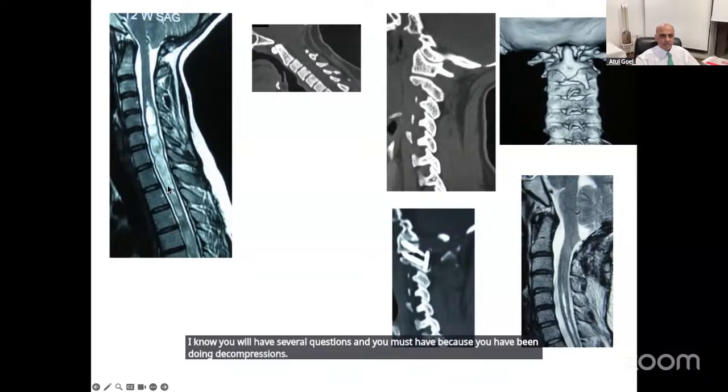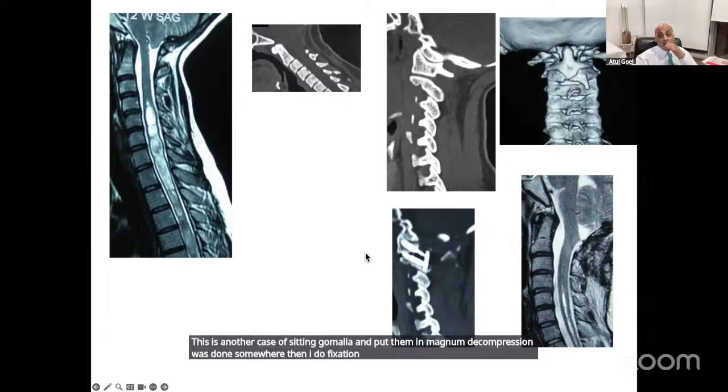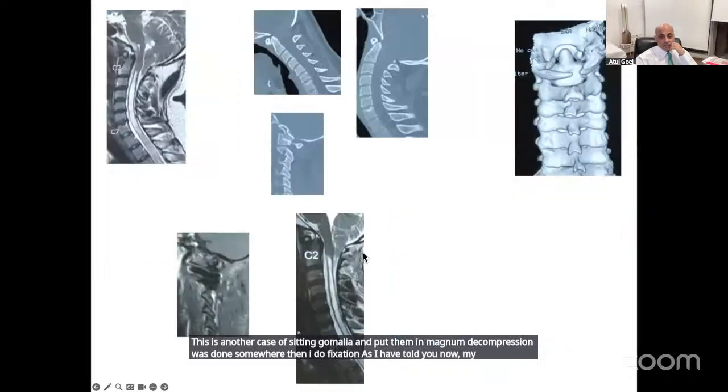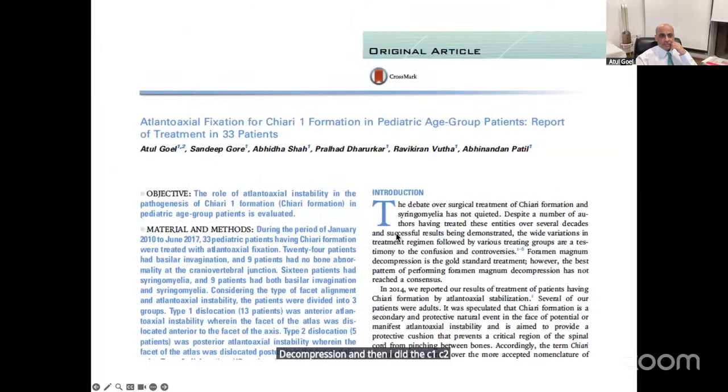This is another case of syringomyelia and foramen magnum decompression was done somewhere, then I do fixation. As I have told you now, my most common operation on this subject which I am doing is failed foramen magnum decompression. This is another failed foramen magnum decompression. And then I did this C1, C2 fixation, syringomyelia reduction.